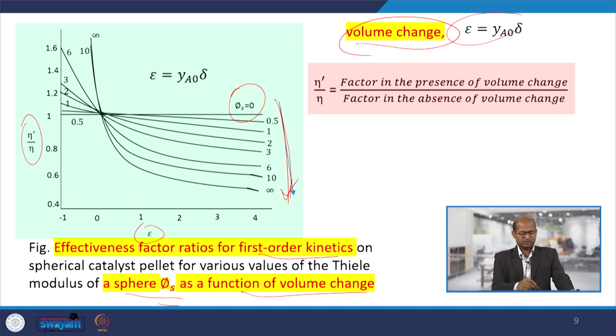So, how does it look like? When the Thiele modulus is very low, it would be like 1, there is no change, meaning volume changes do not affect it. And when the Thiele modulus is, let us say, 6, it would be like this. Okay. So, some changes are there, meaning with the volume changes of the reactions.